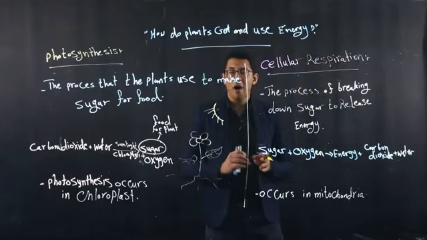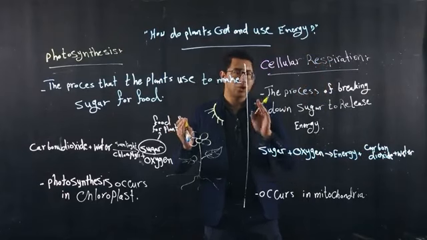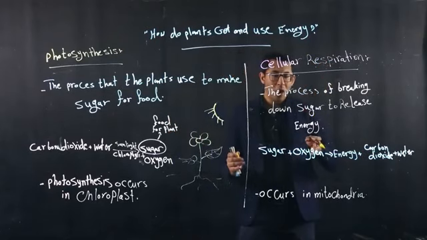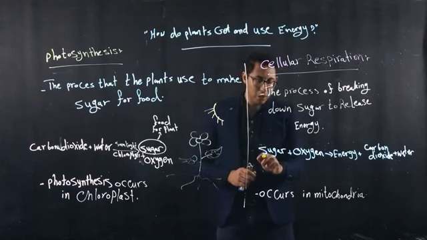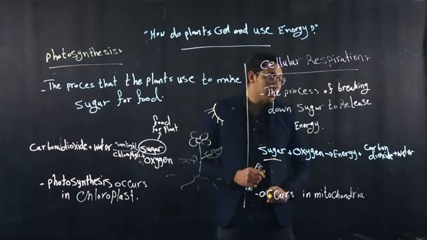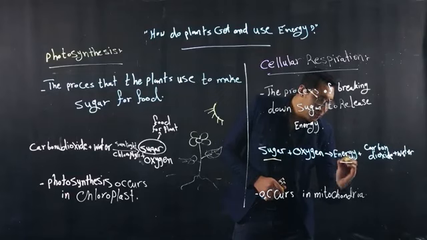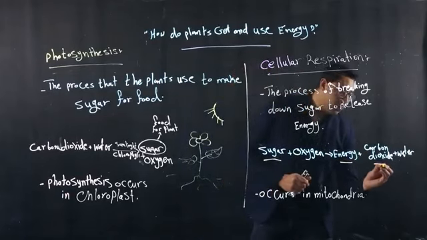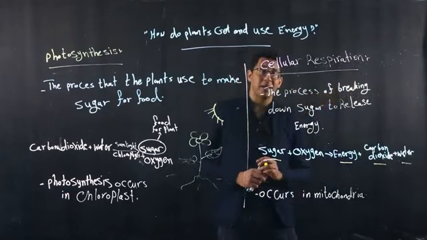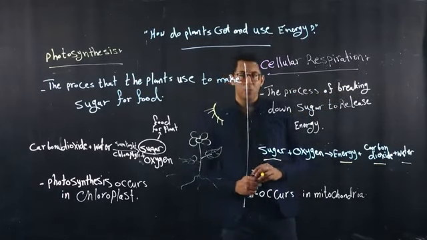So, the plants, after making the sugar, will go to mitochondria, and oxygen goes to mitochondria to break down this sugar to release the energy we need. And what gets out from this process? Carbon dioxide and water.